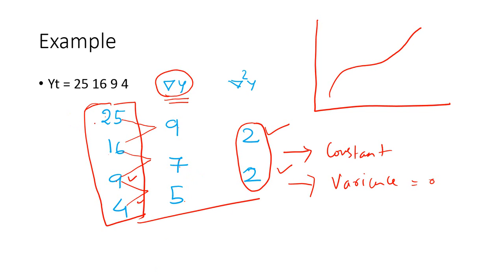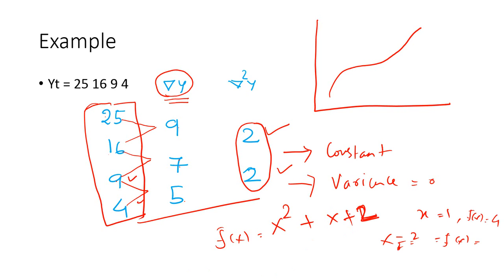So how did I get these numbers 25, 16, 9 and 4? Well, it's nothing but the function x square plus 2x plus 1.